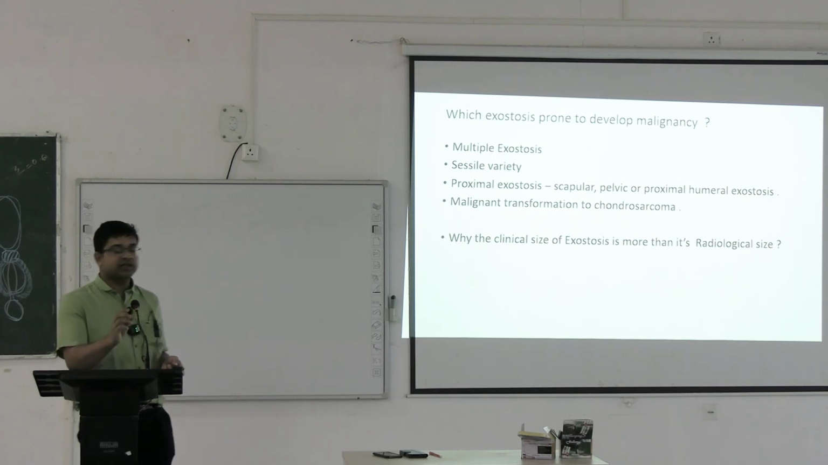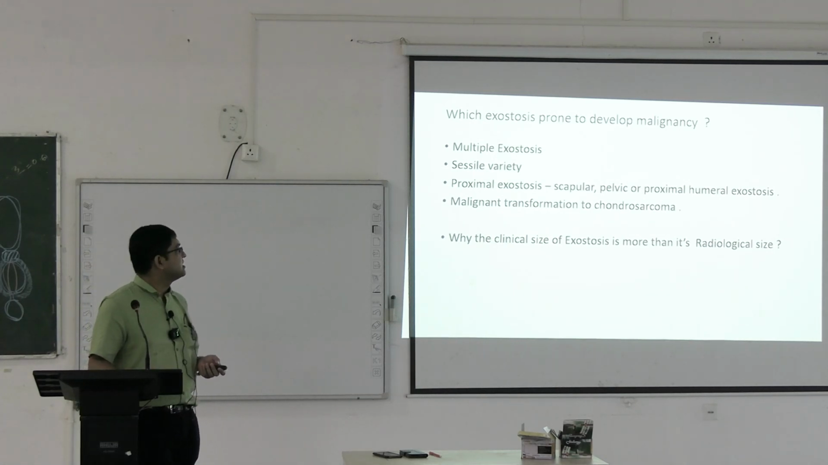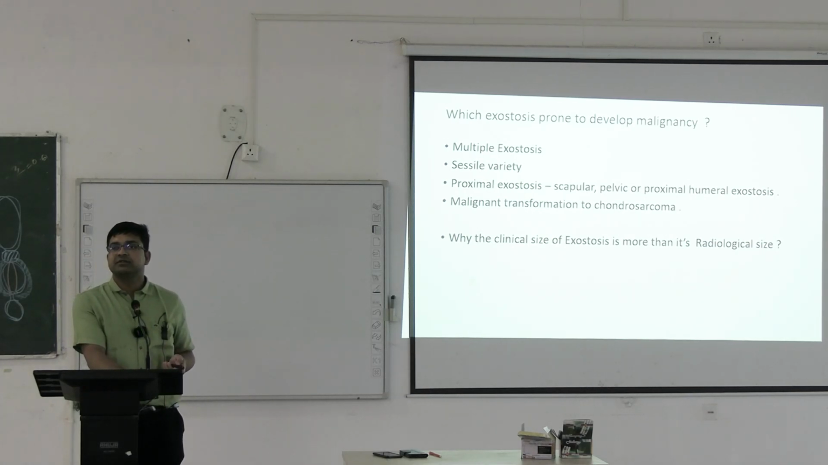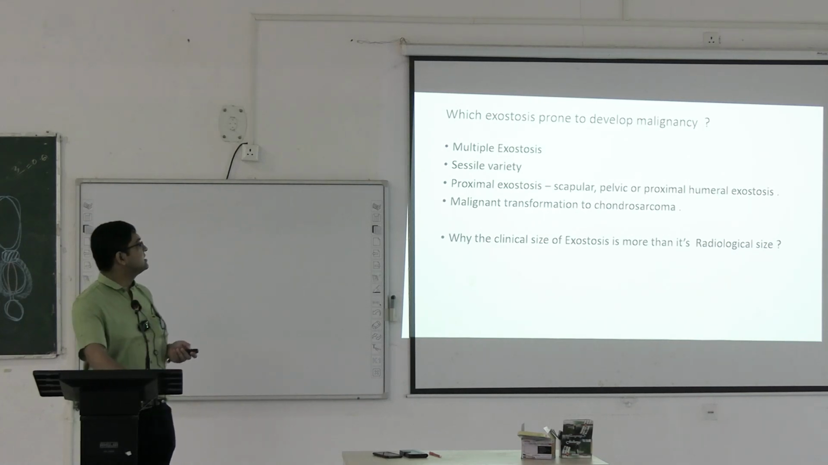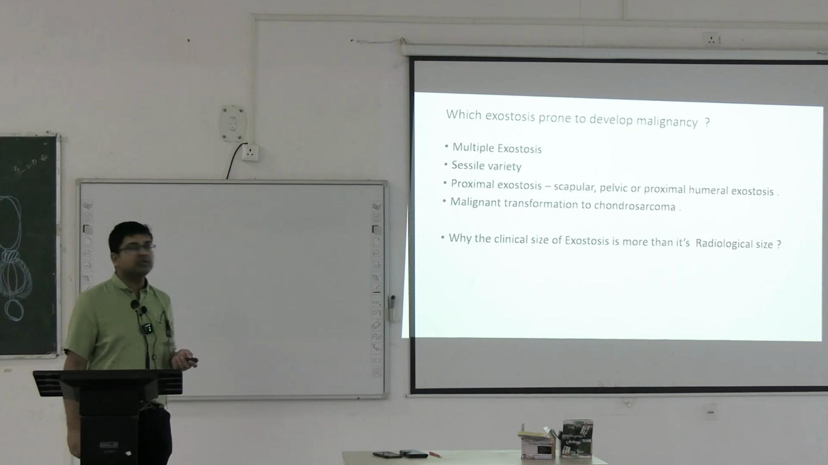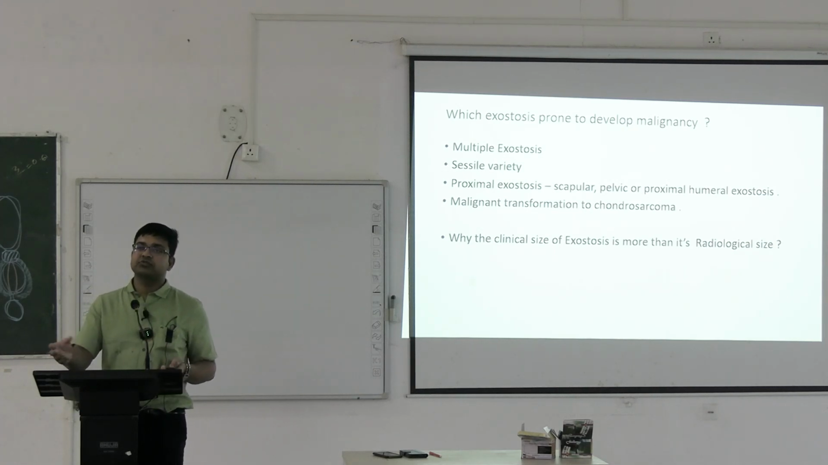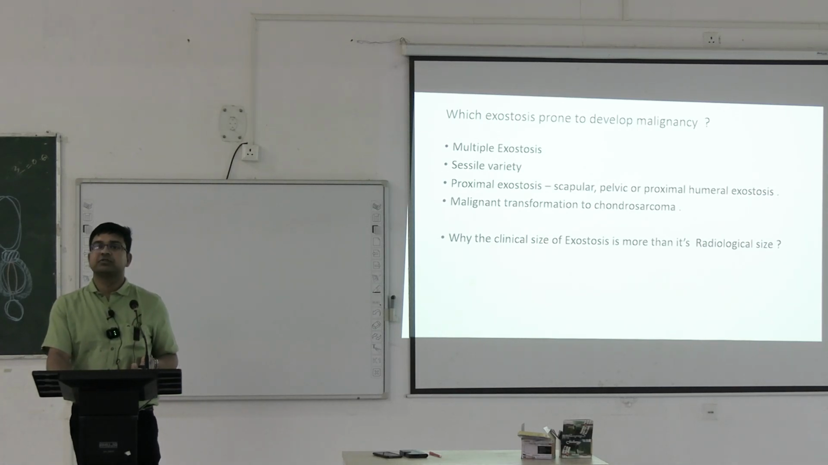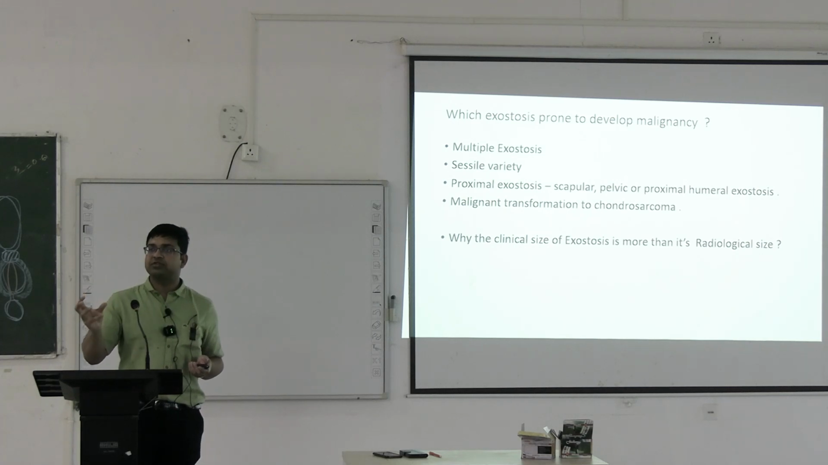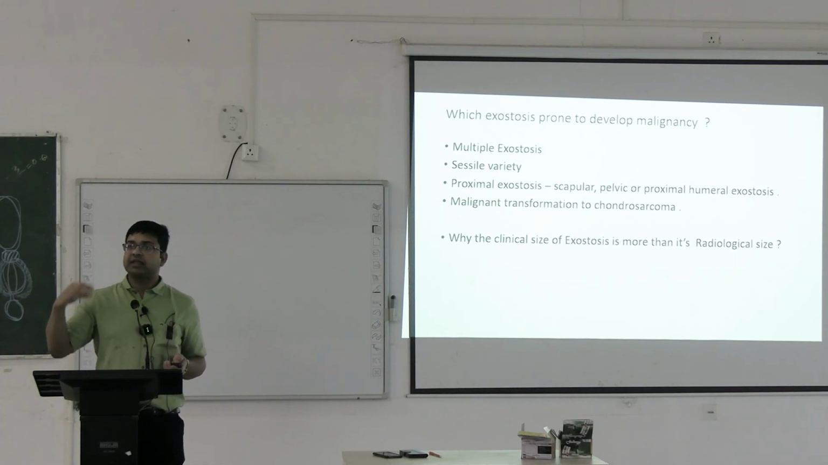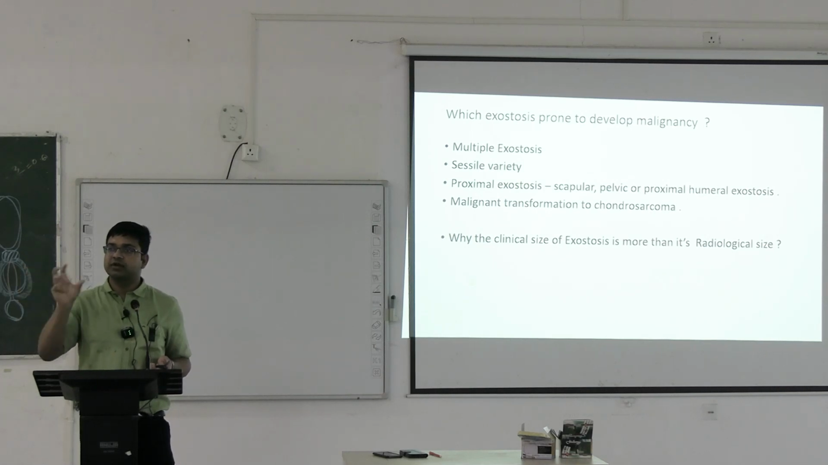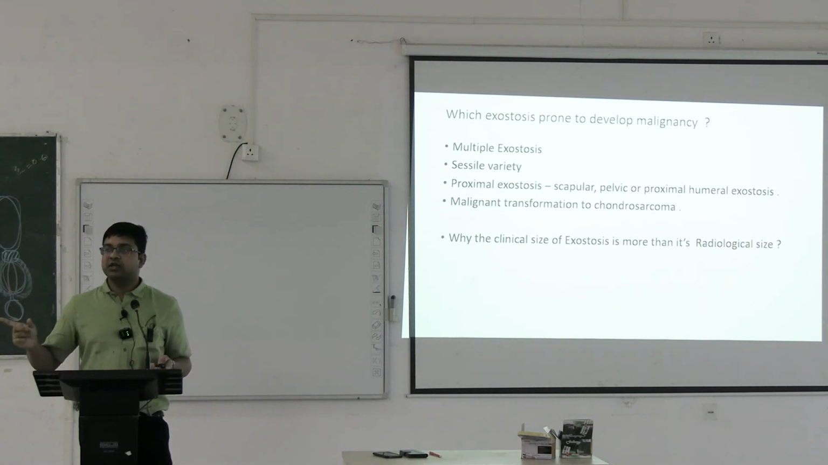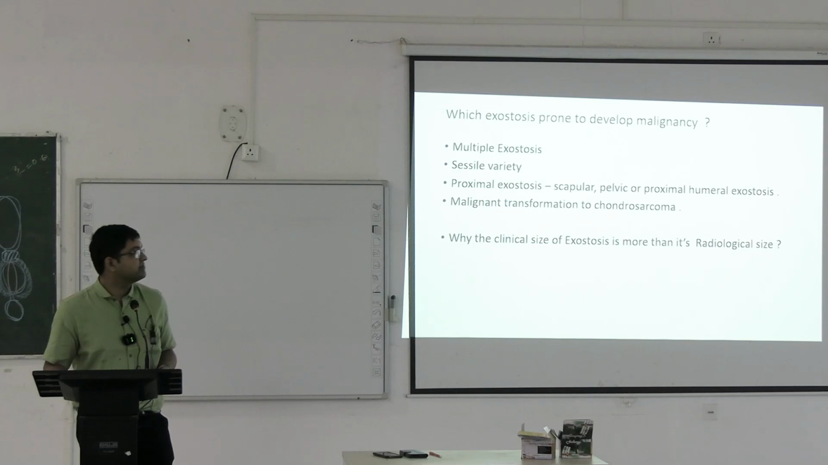আচ্ছা, আরেকটা কোশ্চেন প্র্যাকটিক্যালি জিজ্ঞেস করে, why the clinical size of exostosis is more than its radiological size? এটা বলতে পারবি? You found the exostosis is quite big, you palpate the exostosis is quite big, but in the X-ray it is small. Why? Very good. Because the exostosis not only composed of the bone mass, it also composed of cartilage cap and the bursa overlying the cartilaginous cap. Okay, so exostosis plus the cartilage cap plus the bursa. But in X-ray, you can only find the bony mass.